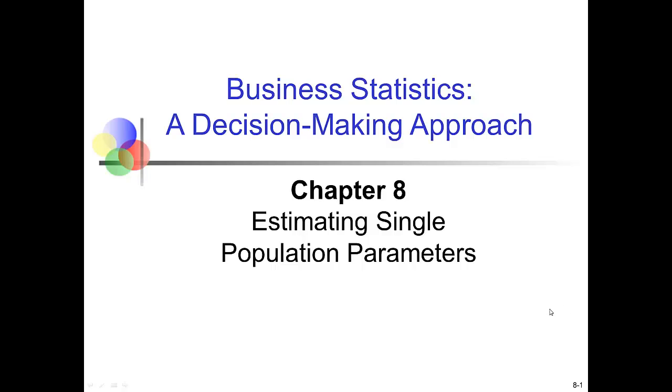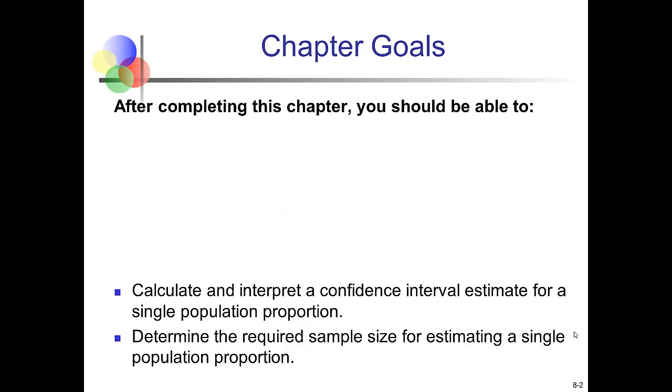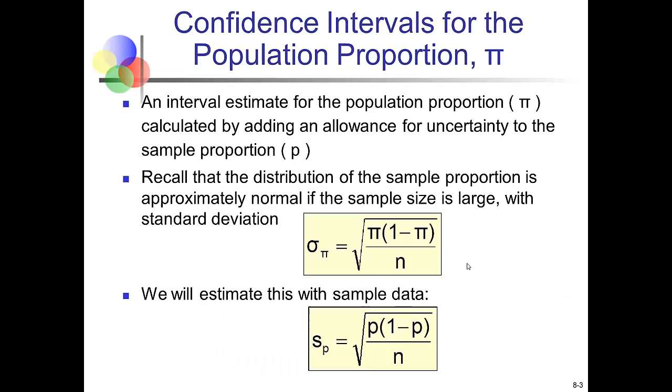This video covers Section 3 of Chapter 8, where we'll calculate and interpret confidence intervals for a single population proportion and also determine the required sample size for estimating a population proportion. This is really the same idea and process that we used in Sections 1 and 2 of this chapter. So we'll calculate an interval estimate.